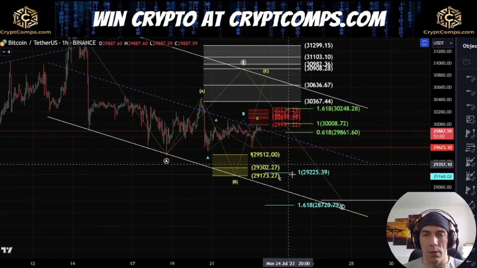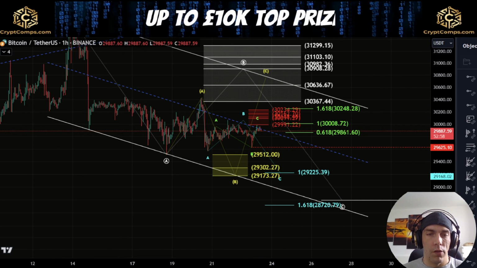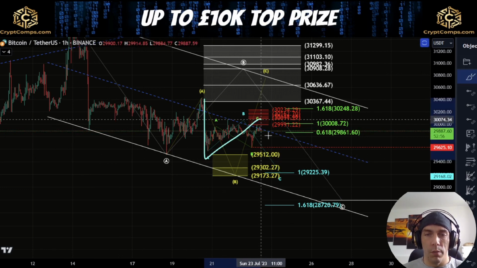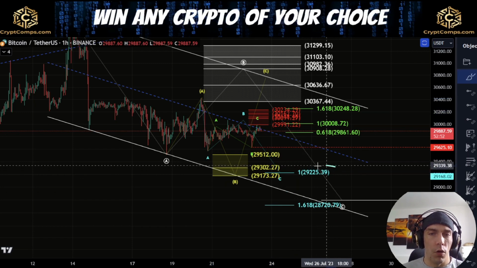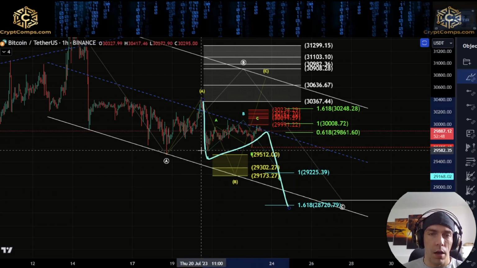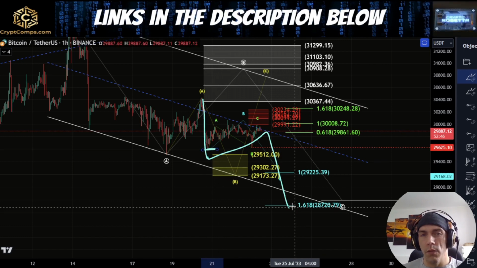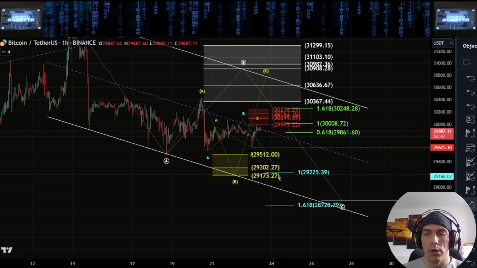If this breaks down past this 1618, which is sitting here at this 28,720, this whole move here is effectively more likely to evolve into a 5-wave structure. Though effectively, if we get 3 waves down to 1618, invalidation of that 4th wave is the low up here.